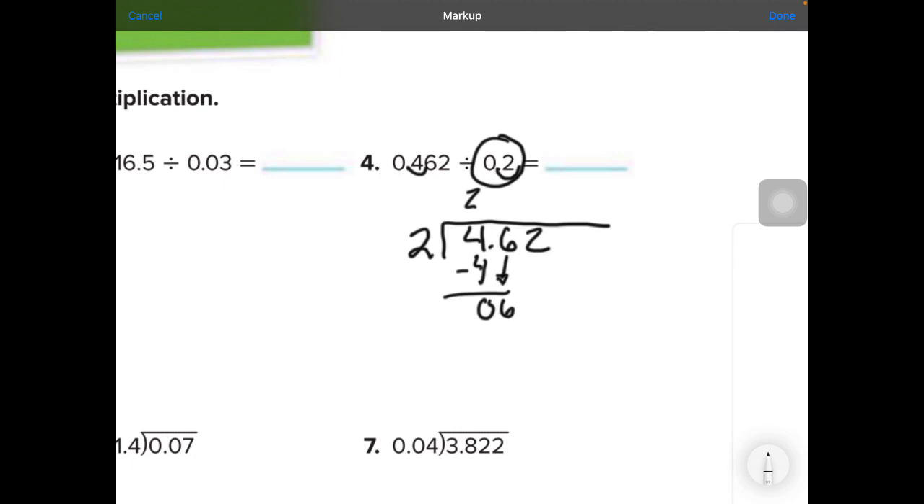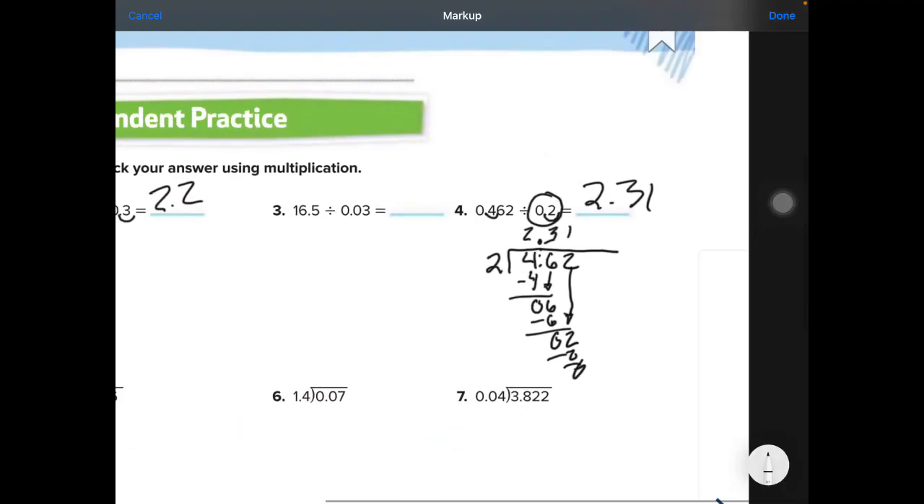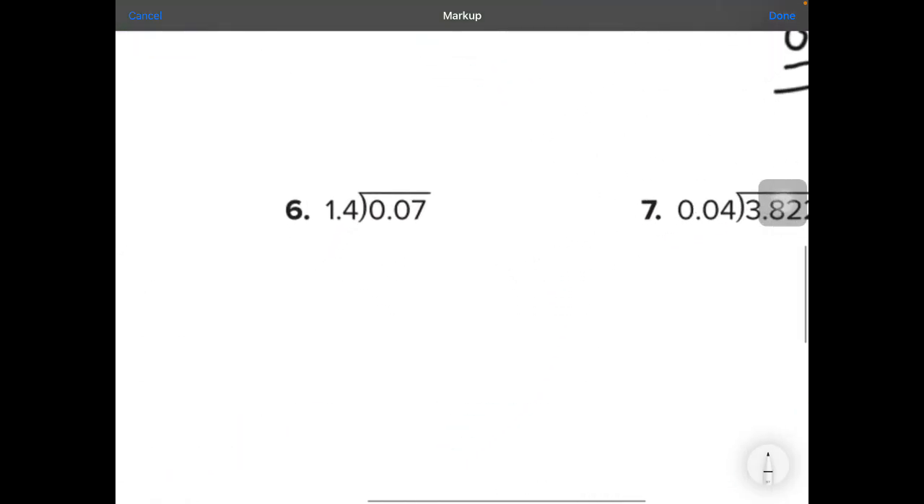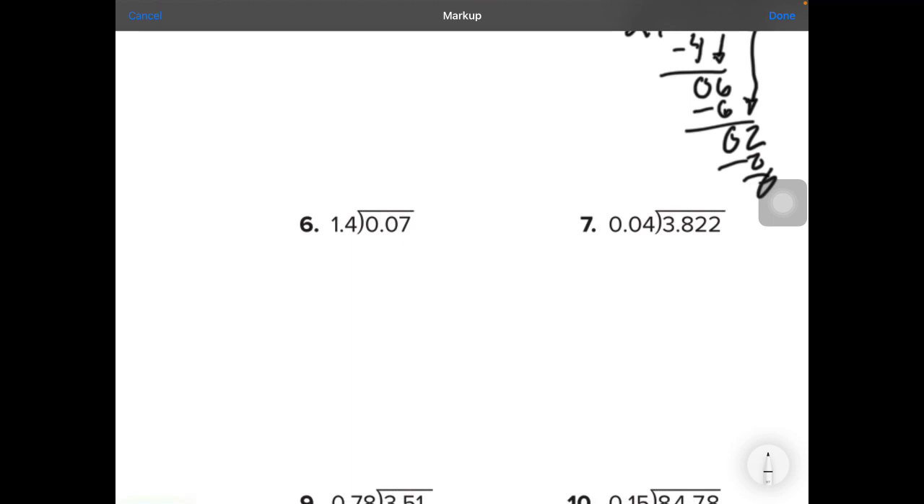Alrighty. 2 will go into 4 2 times. 2 times 2 is 4. 4 minus 4 is 0. Bring down the 6. 2 will go into 6 3 times, but first we got to do the dot, dot, dot, dot, splat. So now 2 will go into 6 3 times. 2 times 3 is 6. 0. 2 will go into 2 1 time. 1 times 2 is 2. 0. So our answer is 2.31.